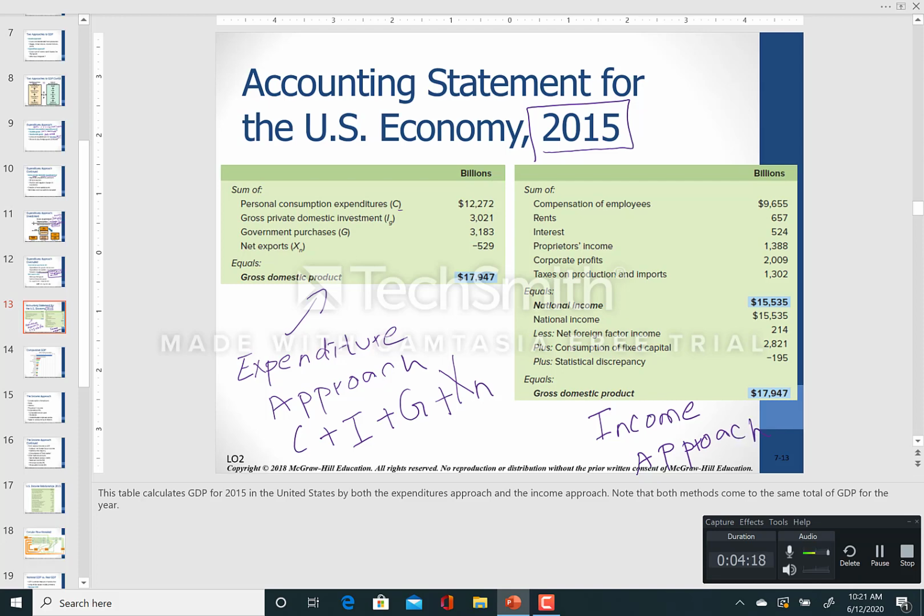You don't really have to remember all these formulas here. I just want you to understand that no matter which approach we are using to calculate gross domestic product, we will have the same value after we make some statistical adjustments. That's all about the components of gross domestic product and two ways of measuring gross domestic product.